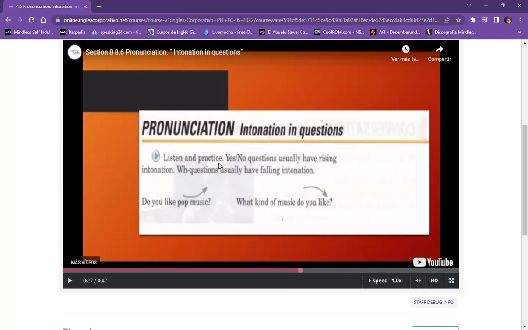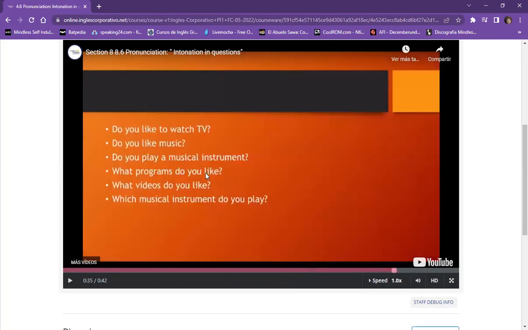Remember, when we use yes or no questions, it's rising. Do you like pop music? It's like a sentence. But what about WH question? What kind of music do you like? We make that intonation as down. Right now, we will continue and we will practice about this.